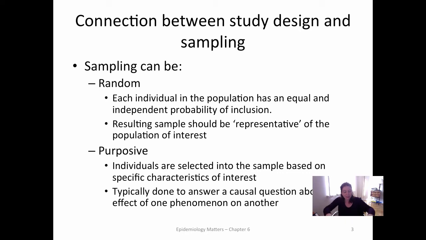So the sample needs to be enumerated, which means we need to be able to identify everyone in the population, and then we need to be able to in some way assign each person a probability of selection into the sample. Those probabilities should all be equal and independent, and by independent I mean that one person's probability does not depend on the selection of another. So for example, when we talk about independence, you don't want the probability to change once a person is selected.